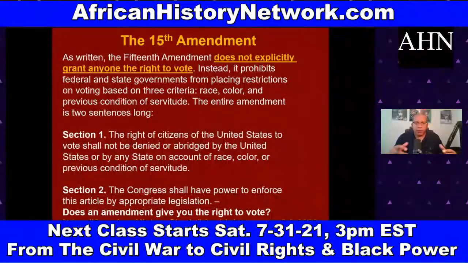So we go through and look at the 3 constitutional amendments during Reconstruction. The 13th Amendment, which legally freed the slaves and ended chattel slavery. We look at the 14th Amendment, which gave citizenship rights to them. We look at the 15th Amendment, which guaranteed the right to vote to African American men. Now, nowhere in the U.S. Constitution does it explicitly give the right to vote to anybody. But the 15th Amendment guaranteed the right to vote to African American men. It did not apply to African American women at this time.